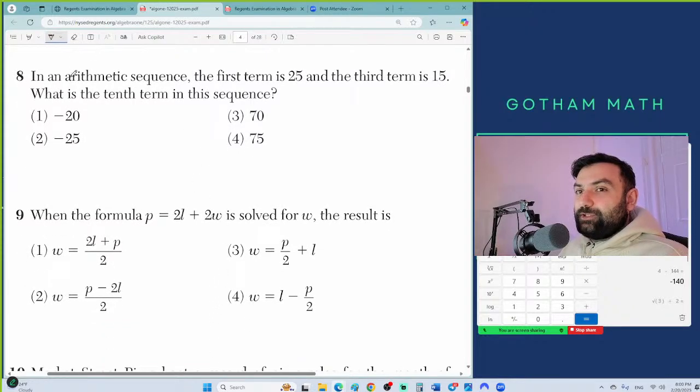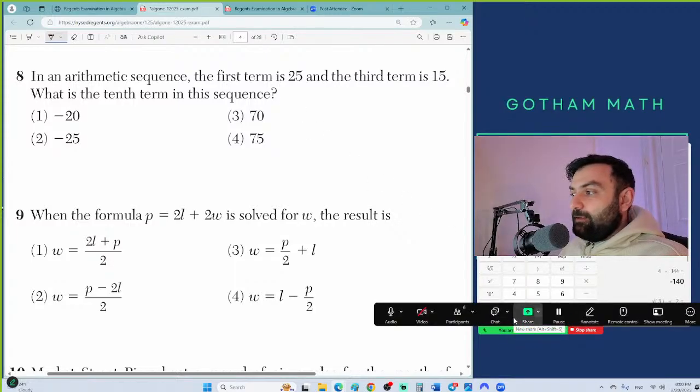This question is about arithmetic sequence. In an arithmetic sequence, the first term is 25 and the third term is 15. What is the 10th term in this sequence? So what do you do and how do you solve questions like that? It goes like this.